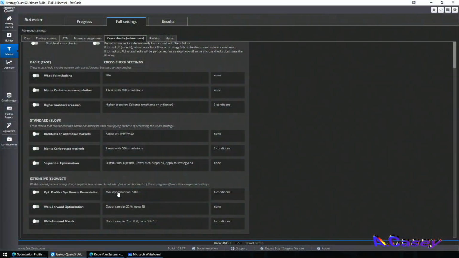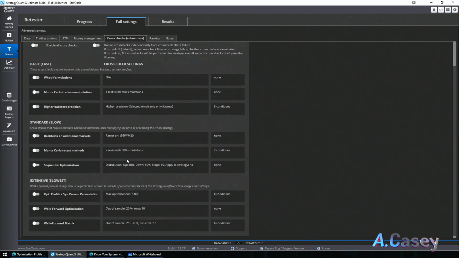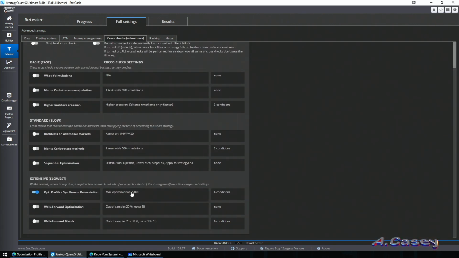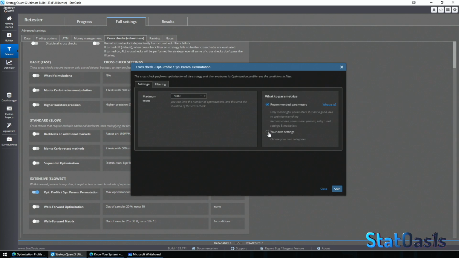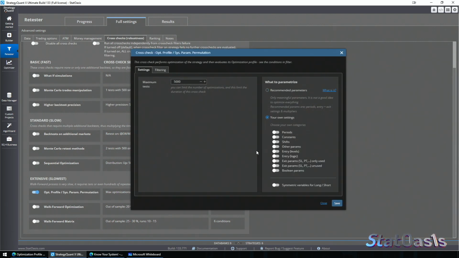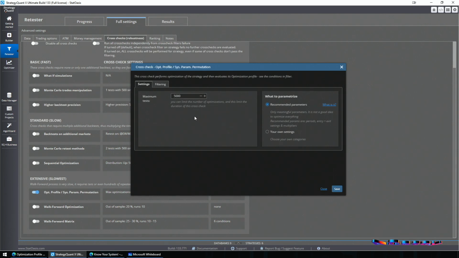Okay, so how do we implement SPP? So you have your system and you come to the cross-check and you go and you pick it. And then here you will find either recommended parameters or your own settings. If you don't know what to do, then just pick recommended parameters and don't pick 500. I'll tell you why in a second, but pick minimum 5,000 and the limit is 20.